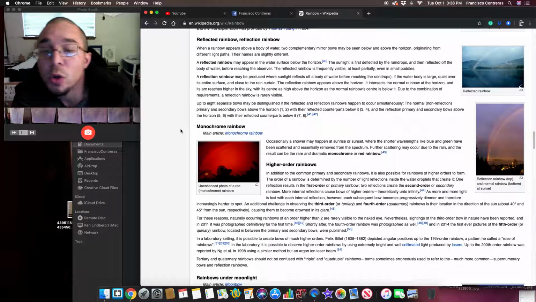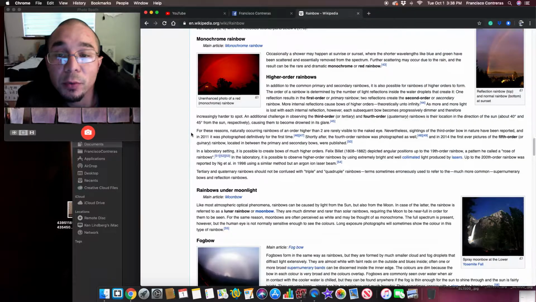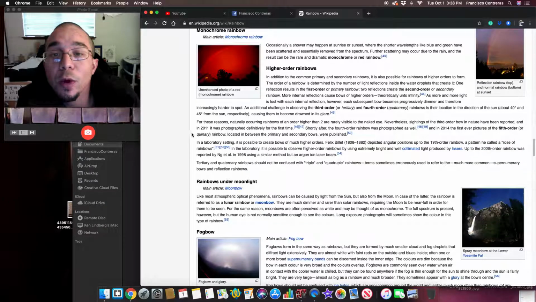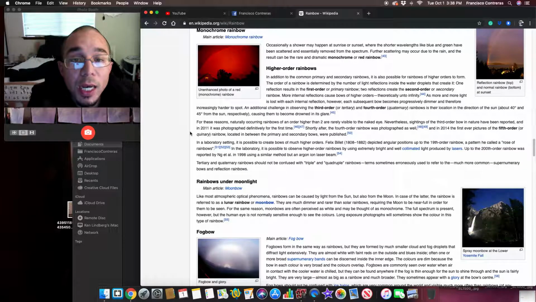Monochrome rainbow. Main article: monochrome rainbow. Occasionally, a shower may happen at sunrise or sunset where the shorter wavelengths, like blue and green, have been scattered and essentially removed from the spectrum. Further scattering may occur due to the rain, and the result can be the rare and dramatic monochrome or red rainbow.